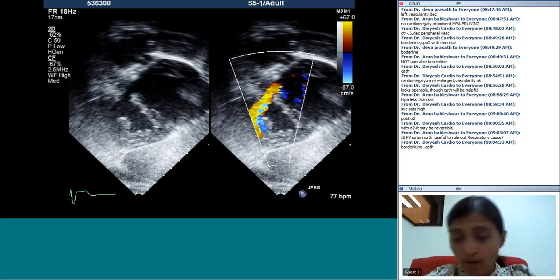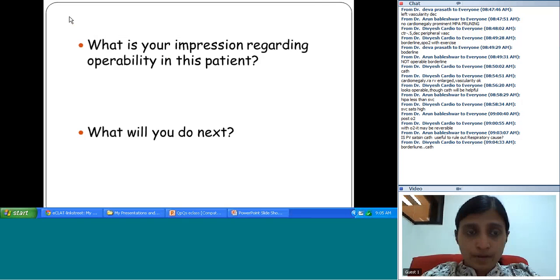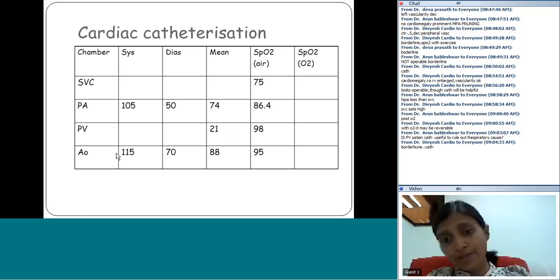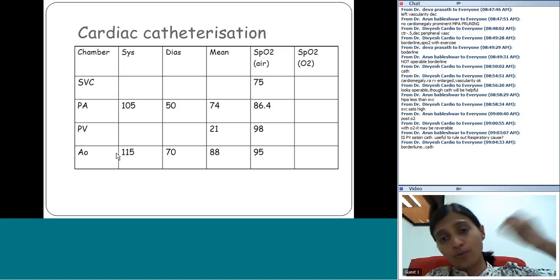So what will you do next? Two things. One, you have to do an exercise ABG because we think that it's a good tool, and also cardiac cath. So this is his cath data. This was his baseline cath data.